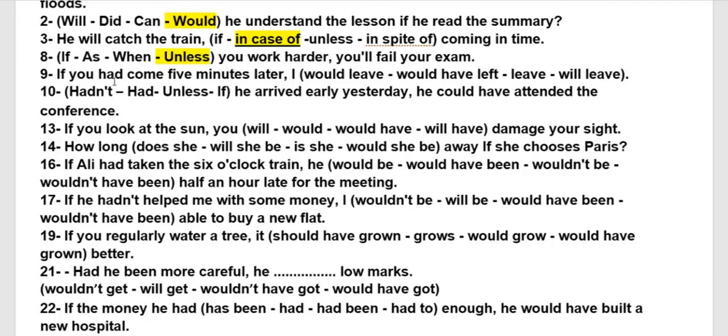If you had come, you see here, past perfect, third conditional. If you had come 5 minutes later, I would have left. Third conditional. Unless, if he had arrived early yesterday, he could have attended the conference. Right, had he come, if he had arrived, third conditional.